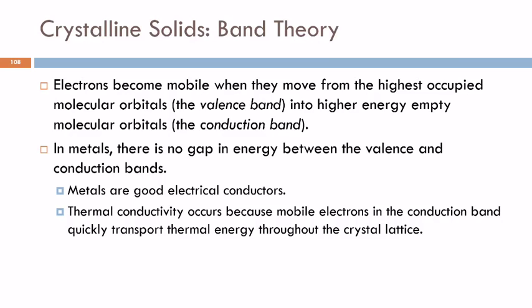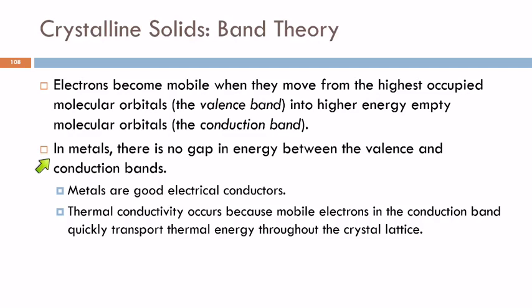The conduction band is empty. It's like a carpool lane that suddenly appears. There's nobody in there. All you have to do is get into it, and then you can go on your way. So electrons can move from those molecular orbitals in the valence band into the higher energy molecular orbitals in the conduction band. Whether they do that or not depends on what the energy gap is between those two bands.